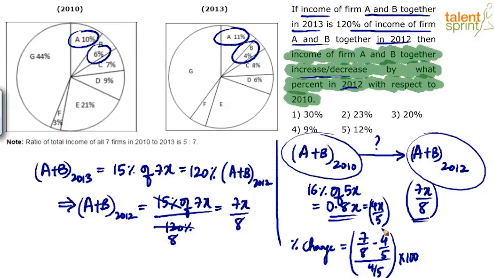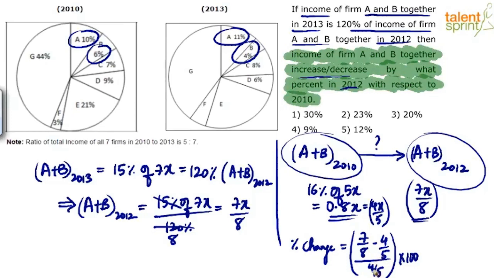Now simplify this and get the answer. I mean, x anyway gets cancelled, so I have not taken it, right? So 40 is LCM here. 8 goes 5 times, so this is 35. 5 goes 8 times, 32. 35 minus 32 is 3. 3 by 40, divided by 4 by 5.